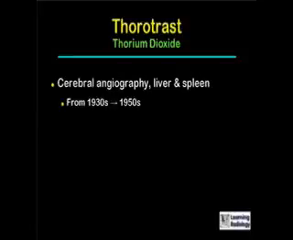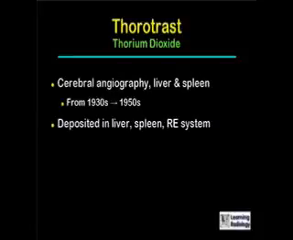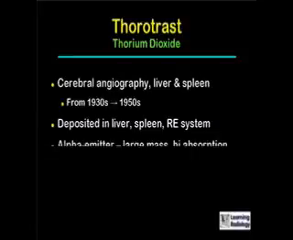One of its side effects was that it did produce a desmoplastic, a fibrotic reaction, if it partially extravasated and got into the soft tissue surrounding the vein into which it was being injected. It was deposited in the liver, the spleen, the reticuloendothelial system, and besides being radiopaque to external radiation, it was in fact radioactive. And it produced alpha particles.